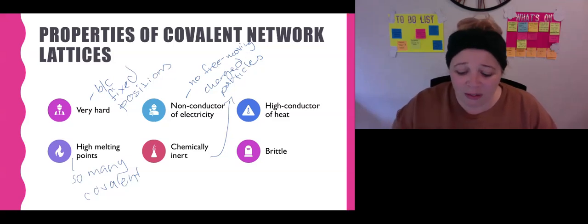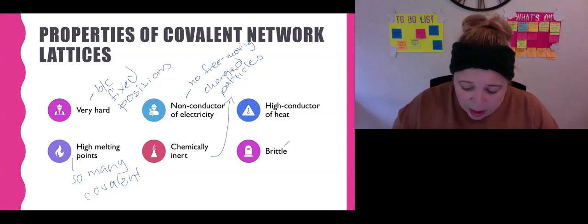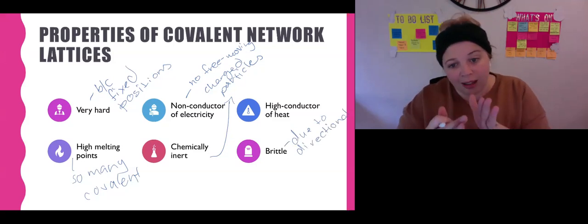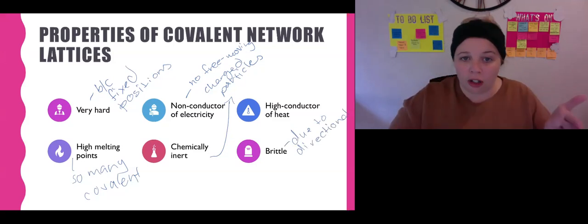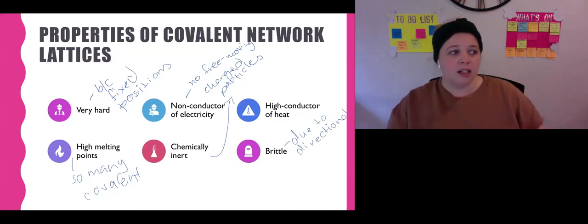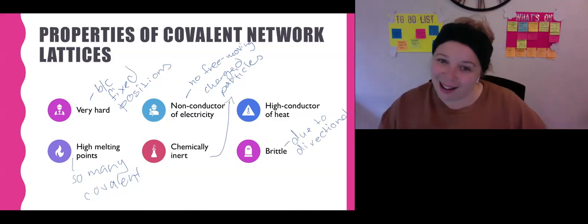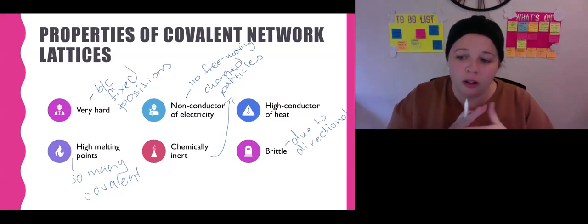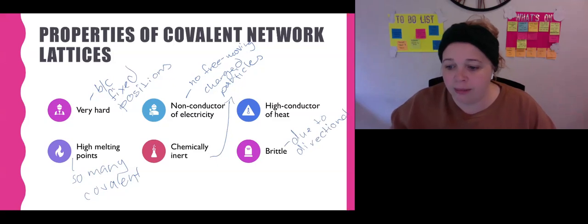Now, these are very, very directional bonds. So due to the directional bonds in this lattice, if you tried to move them slightly off, what you would get is a shatter. Yeah, so straight away you're going to get a brittle substance. So again, they're very hard, so it's quite hard to cause them to break apart. But if you do strike them right, you can get them to break apart.